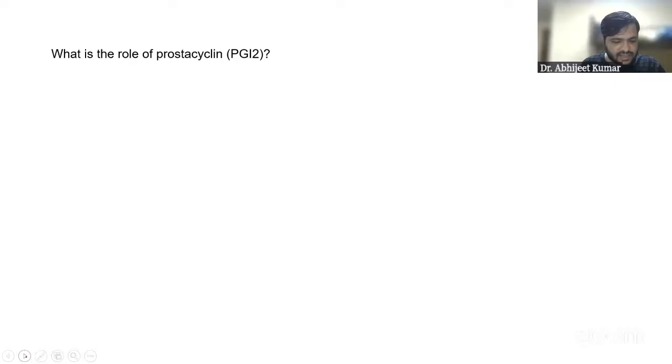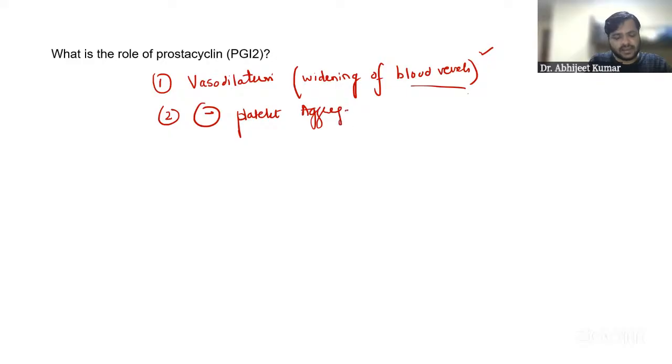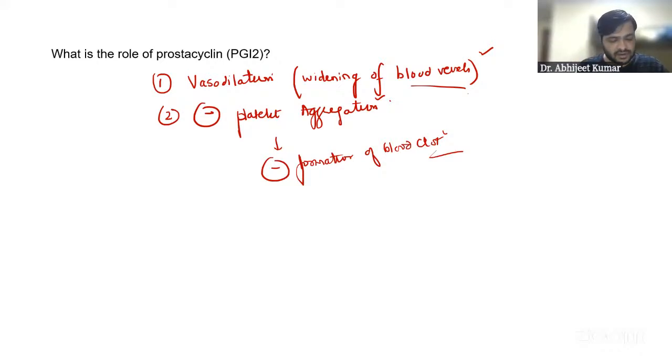Now, prostaglandin I2 basically helps in maintaining hemostasis. Firstly, it helps in vasodilation, which is very important. Vasodilation means widening of blood vessels, which helps to maintain normal blood pressure and improve the blood flow. Secondly, it inhibits platelet aggregation in the blood, therefore reducing the formation of blood clots. It also helps in the regulation of vascular tone, maintaining the balance between vasoconstriction and vasodilation, so the blood pressure is maintained accordingly.